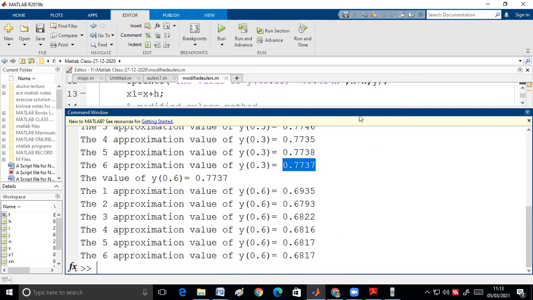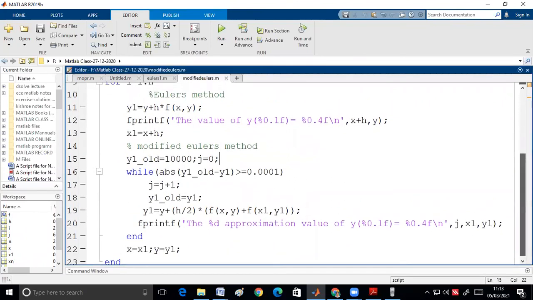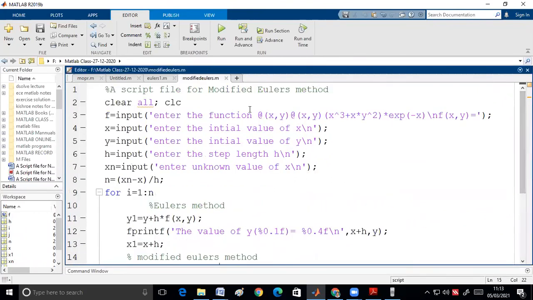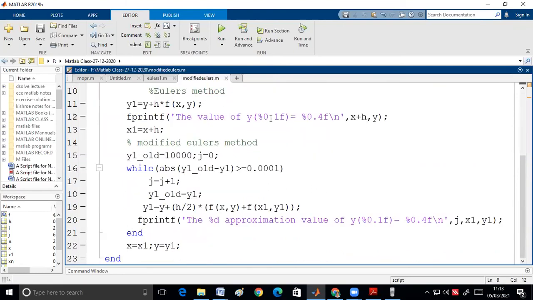Very easy method. I will explain briefly again from starting to ending. This is the input function, give the input function. This is the x input value, y input value, h input value, xn value, the unknown final value, and the number of times we have to repeat, the n value. So in a for loop 1 to n, Euler method.